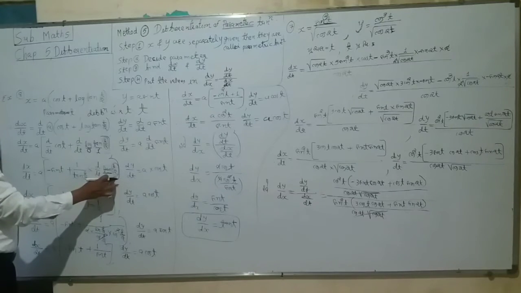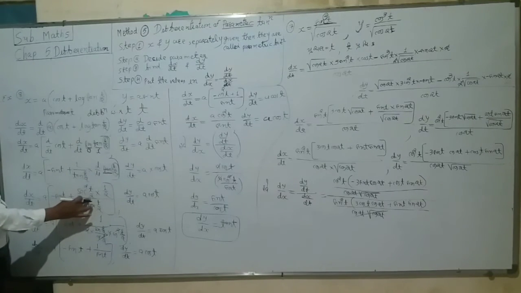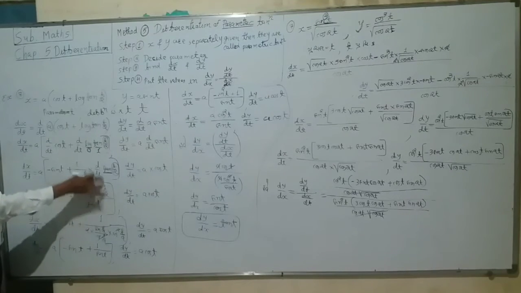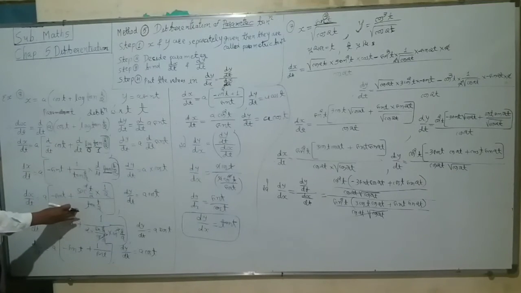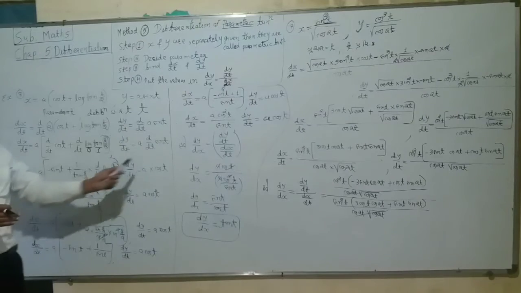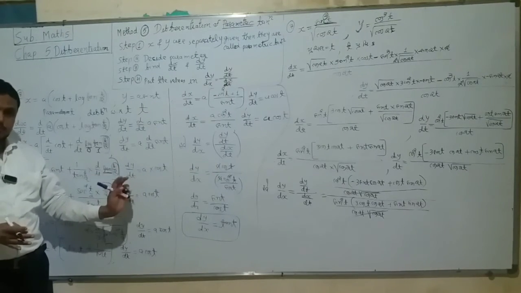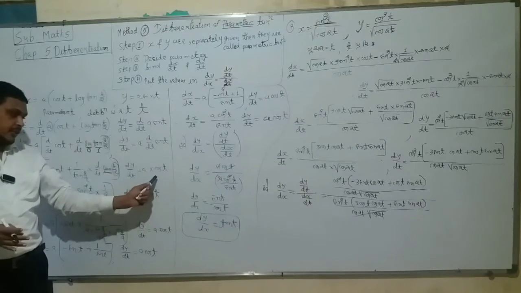So the differentiation of tan t by 2 is sec square t by 2, and the differentiation of t by 2 is 1 upon 2. So the differentiation is completed. In this way we can complete the differentiation. Here d by dt of sin t is equal to cos t. That is the standard form of the differentiation.